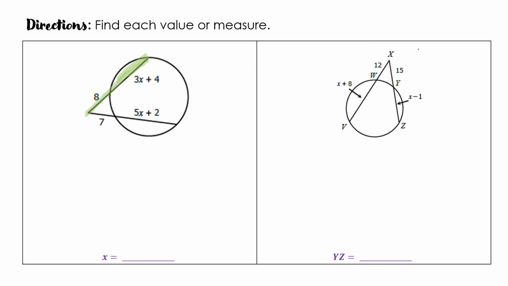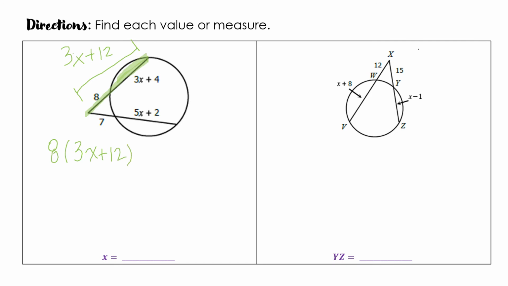Okay. So the outside length is 8. And the entire length would be if I combine those. So 8 plus 3x plus 4, which would be 3x plus 12. So I'm going to multiply 8 times 3x plus 12.